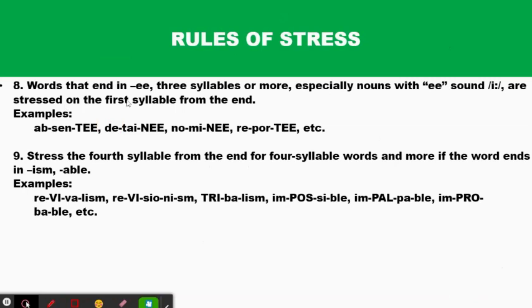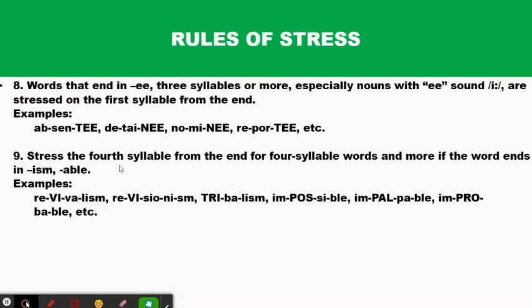Rule number 8, words that end in EE, 3 syllables or more, especially nouns with EE, that's the long E sound, are stressed on the first syllable from the end. Examples are absentee, detainee, nominee, reportee, divorcee, and so on and so forth. Most of these words are words of French origin, and you know that French words are stressed on the last syllable. Parlez-vous français? All right, so words of French origin in most cases are stressed on the last syllable.